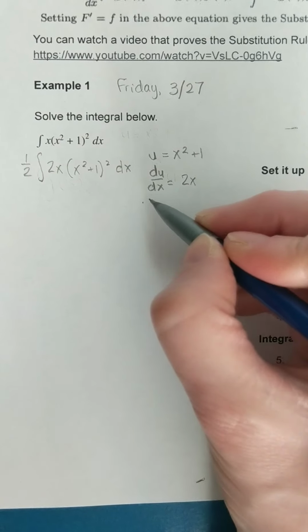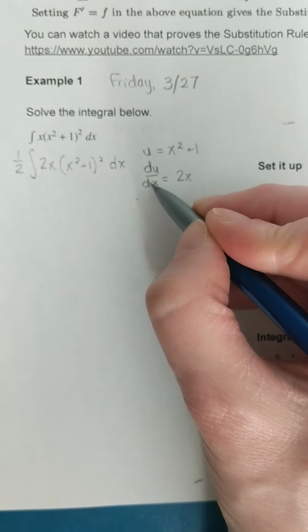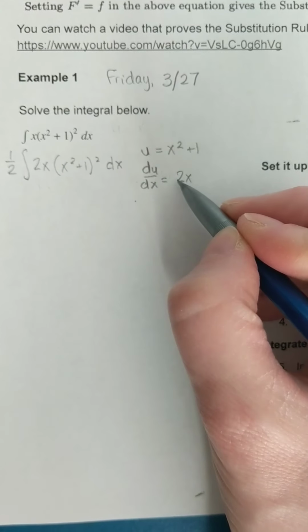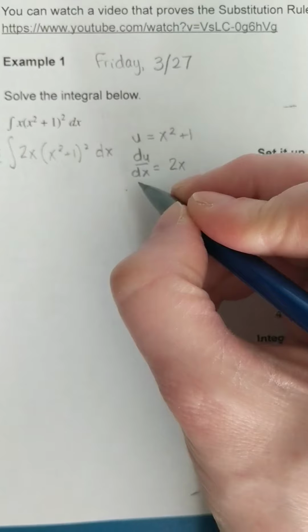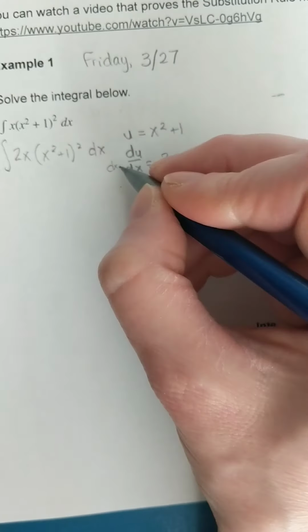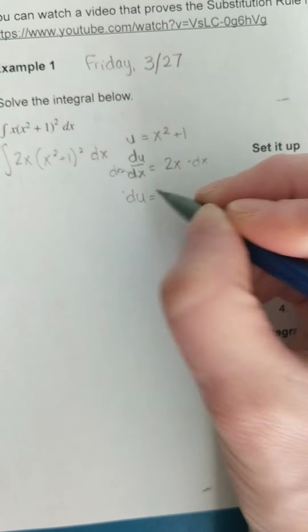Now we're going to start something new. We're going to solve for du. And I know that to get rid of the dx, I'm going to multiply each side of the equation by dx. So now I get du is equal to 2x dx.